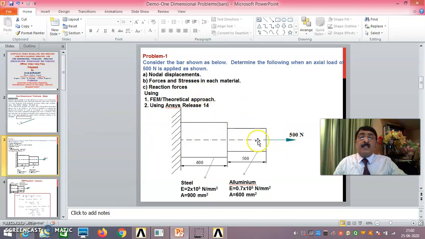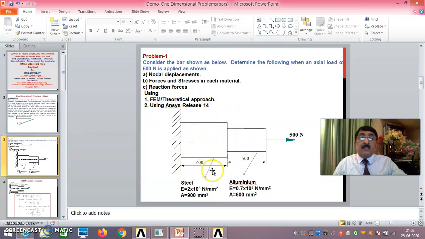Here, at least finding things are pretty easy. But what I have given you here is, in the examination they'll ask you not only to do it using ANSYS release 14, but initially you have to do it using the theoretical approach, FEM or theoretical approach. Okay. First I'll tell you how to do this problem using the theoretical approach.